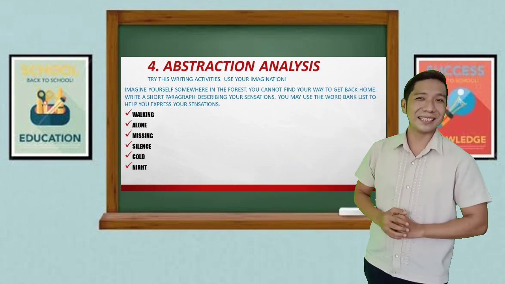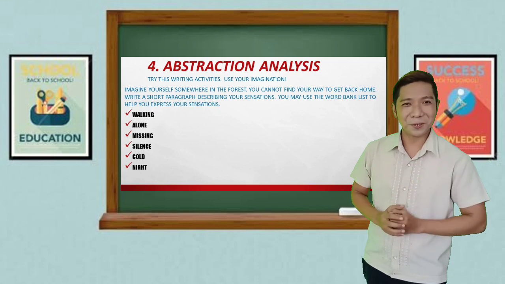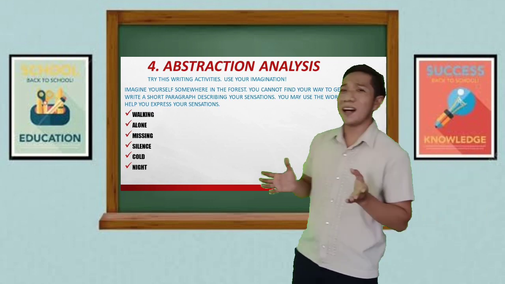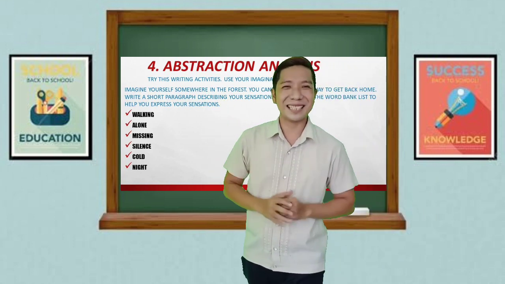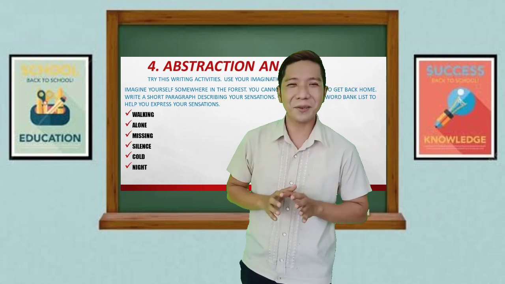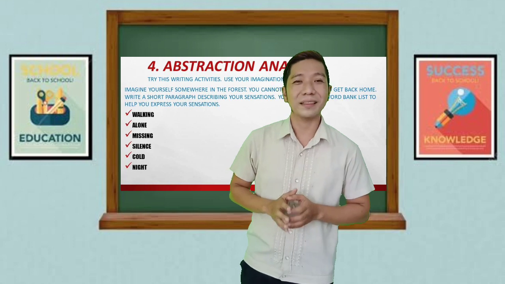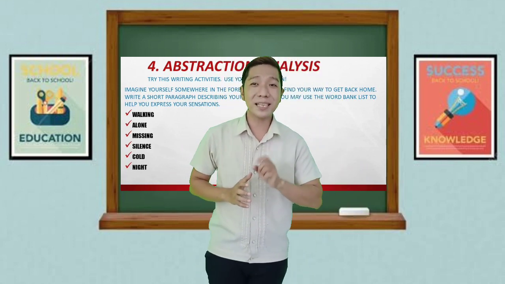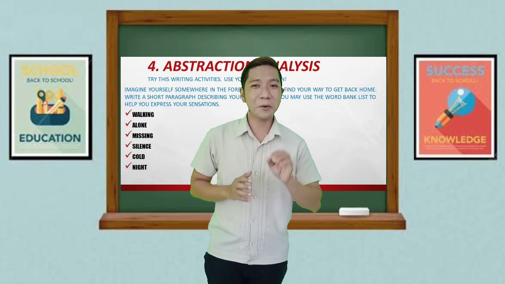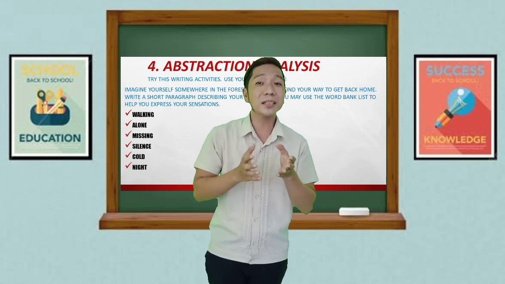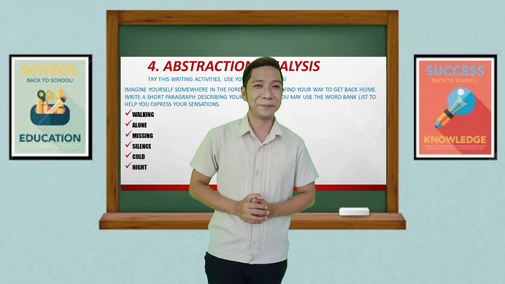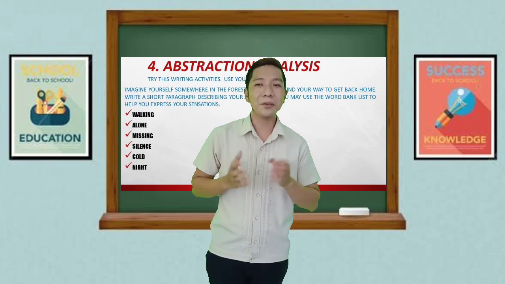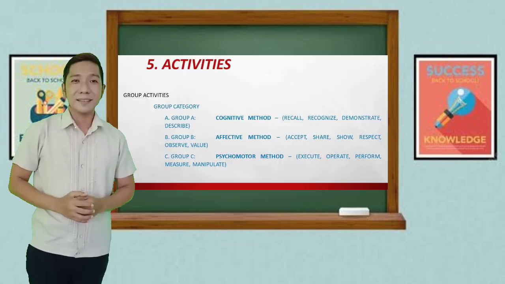Try these writing activities. Use your imagination. Imagine yourself somewhere in the forest. You cannot find a way to go back home. Now, write a short paragraph describing your sensations. You may use the word bank list to help you express your sensations. Since you already have your original group, you may follow this.